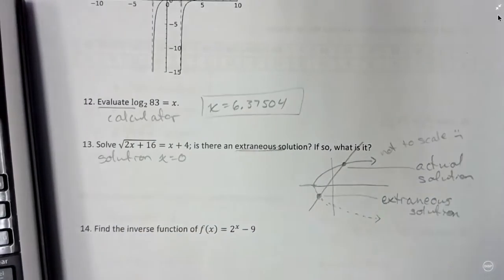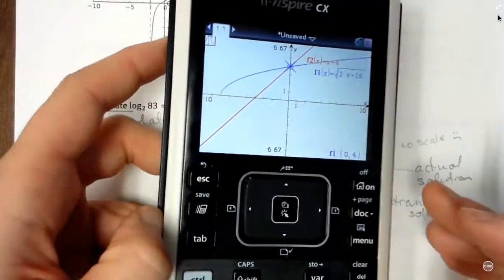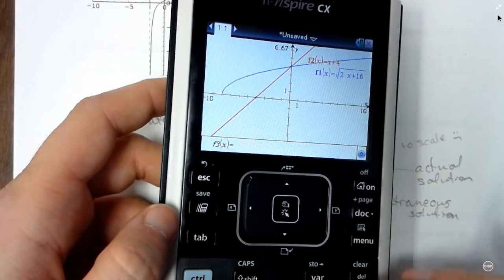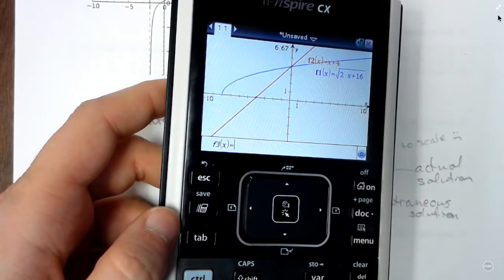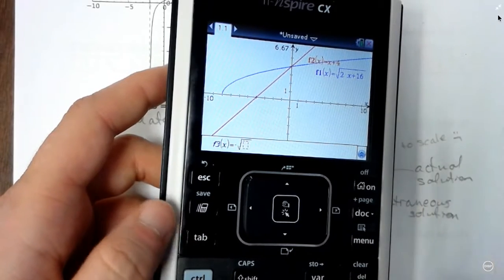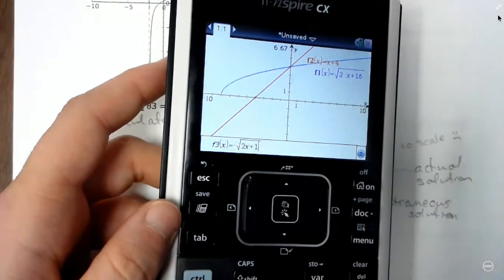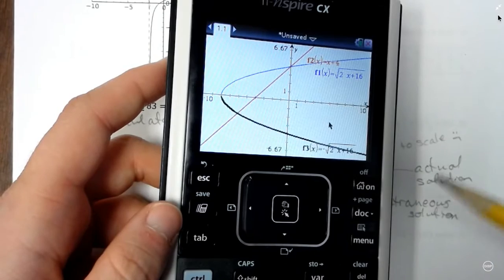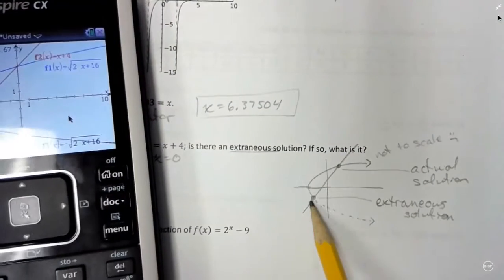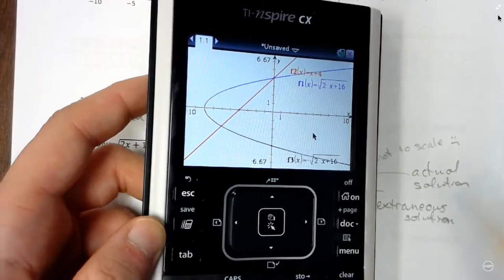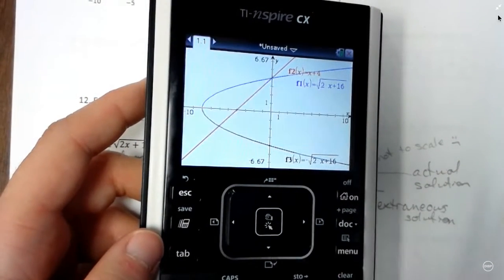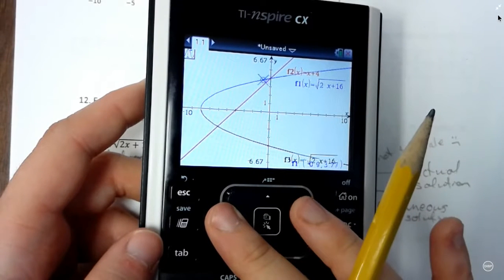So to get the extraneous one, I need that bottom half. So you're just going to press tab, and then you're going to type this with a negative sign in front, because that's your vertical reflection, right? That's going to turn it upside down. 2x plus 16. And there's my extraneous solution right there. See, that matches the location of it, the general position. So let's trace again. Go to the left.